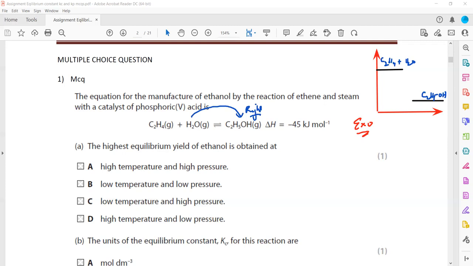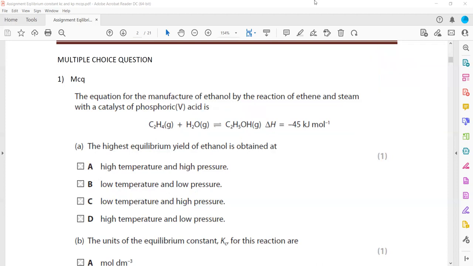The correct answer for this one is C, because for exothermic reactions, if we lower the temperature, it will shift the equilibrium towards the right hand side. And if we increase the pressure, the equilibrium will shift towards the side where the number of moles is less. On the reactant side, we have 2 moles. On the product side, we have 1 mole. That's why it causes the equilibrium to shift towards the right hand side. Option C is the right answer.